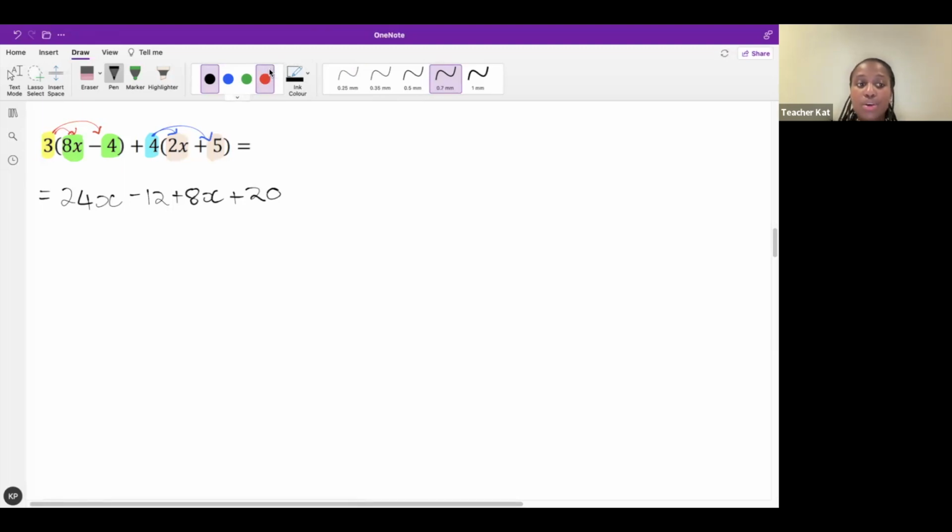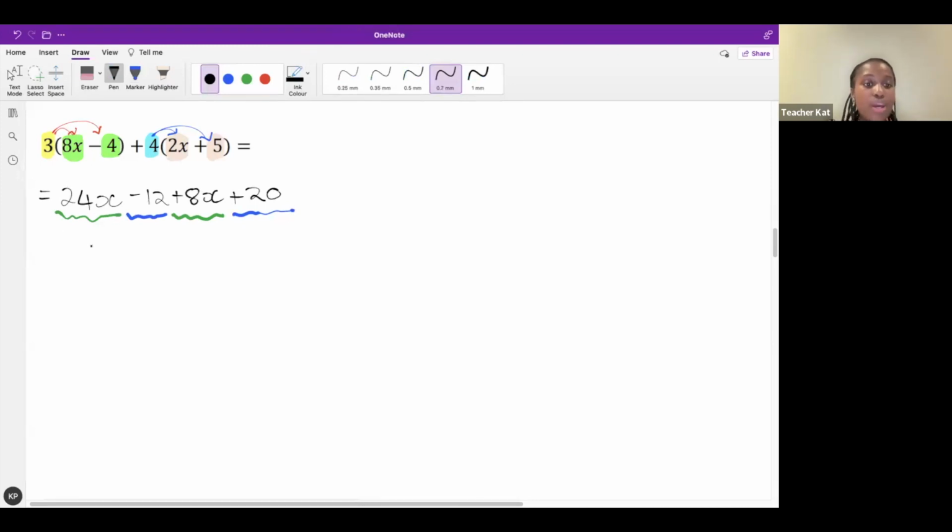Because there are like terms. Okay, identify the like terms for me. Which one is like terms with 24x? I have a positive 24x, and the like term will be what? 8x, thank you. And then I also have another pair of like terms with my negative 12 and my positive 20. Do you guys see that? They're numbers, so they are like terms. Now let's start with the x's.